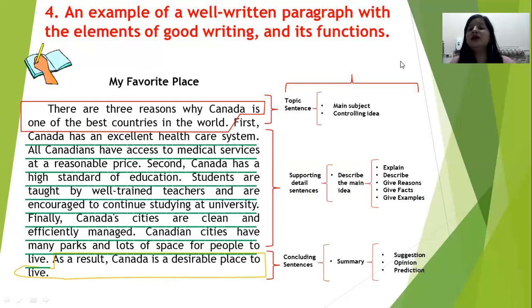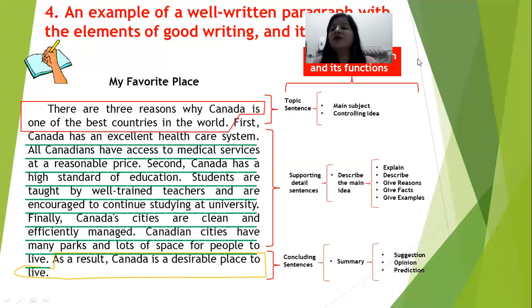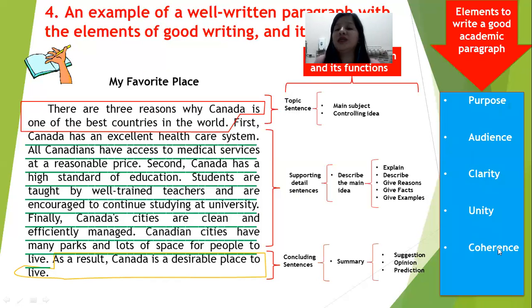Well, finally, it is important to know that all these are the parts of the paragraph, and we also explained their functions. And the elements to write a good academic paragraph are purpose, audience, clarity, unity, and coherence. My paragraph follows all these elements because the purpose is when we know what the paragraph is about. The audience is when we know who the audience is. Clarity, easy to understand. Unity, all sentences are related to the topic. And coherence, the ideas are organized.